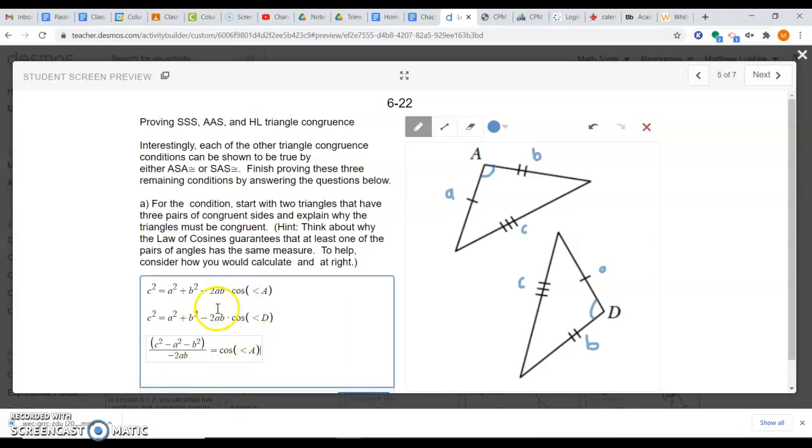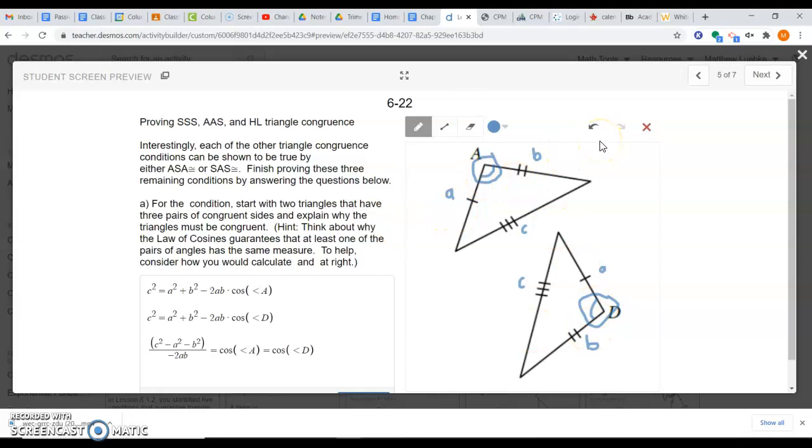Now, if I do the same thing to the bottom equation, I'm going to get the same exact thing. And so I'm not even going to rewrite it because it just takes too much time. This is what I would get if I subtract over A squared, subtract over B squared, and divide it over negative 2 times A times B. So this cosine of angle A also equals the cosine of angle D, which tells me that if these cosines are equal to one another, that angle A and angle D must be the same. So it has been proven here now that this angle A and this angle D are the same, and then you have side angle side congruence.